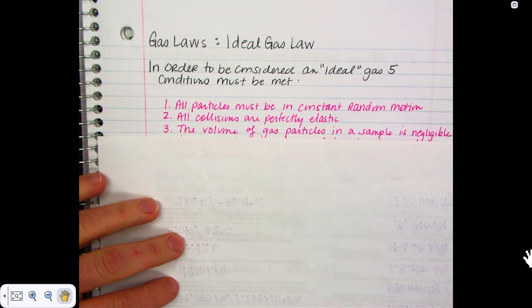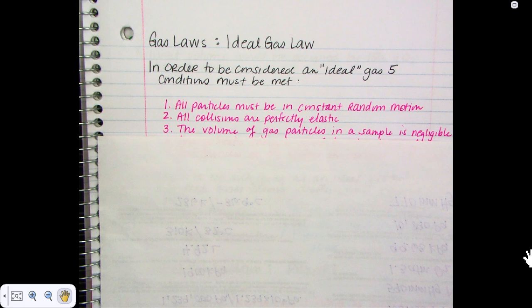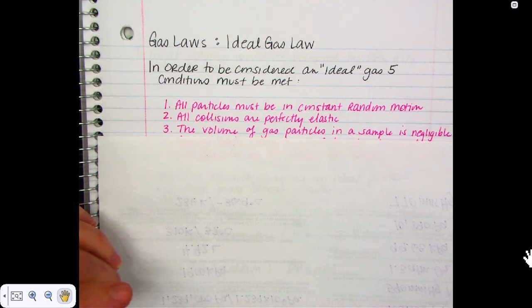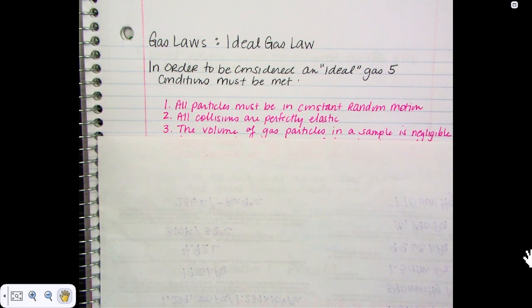The third one, the volume of the gas particles in the sample is negligible. Think about this one a little bit more in depth. We normally consider volume of a gas to be the volume of the container because the gas is going to fill the container completely. What this is actually saying is that it's not the volume of the container, it's the particles of gas themselves. If you think about gas as little circles, this is the volume of the circle, the volume of the molecule itself.